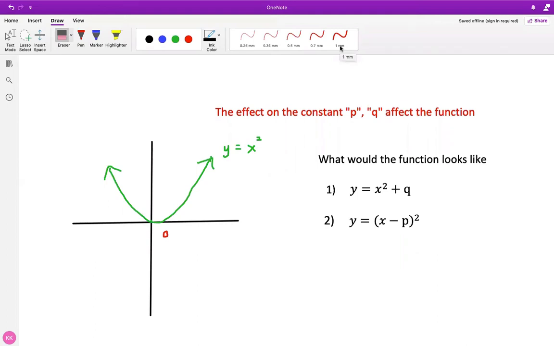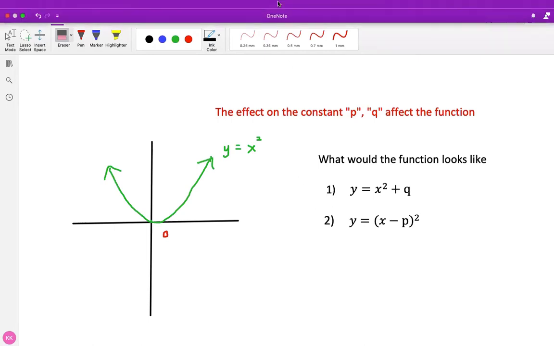For this video, we look at the effect of the constants p and q on the function, and how these two constants affect the function. We have these cases: y equals x squared plus q. How would the constant q affect this function? And also, how would the p in this function affect the function? We are going to look at these two cases in this video.